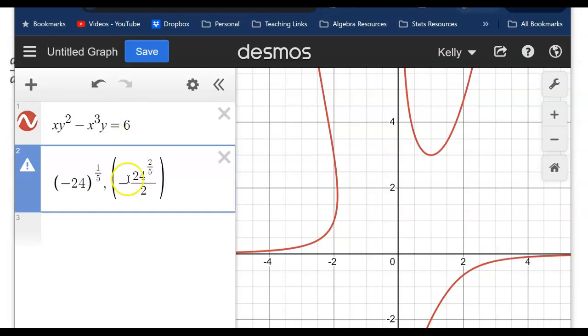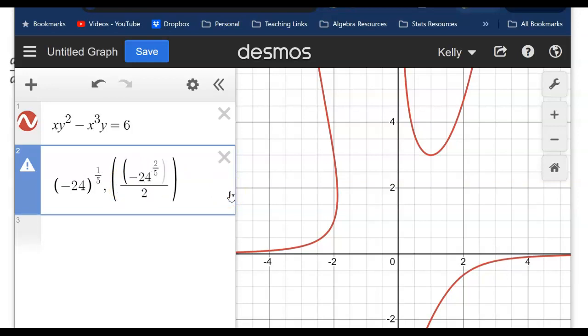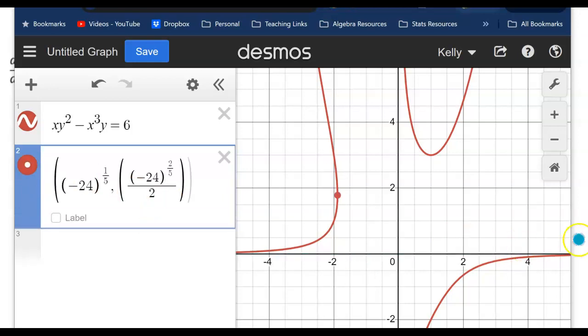I don't know about that negative and where it is. That negative needed to be inside this so that it got squared and turned positive. Oh, you want me to have actual parentheses on the outside? I get it. I understand. There you go. There's that point where we have our vertical tangent.